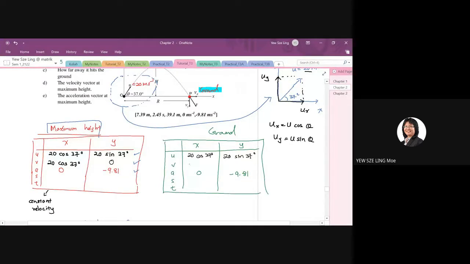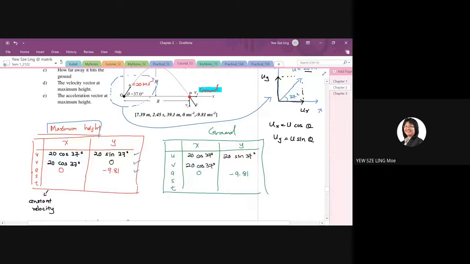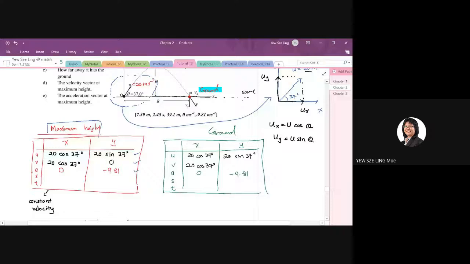For Vx, the X component is moving with constant velocity, therefore it equals 20 cos 37 degrees. How about Vy? We don't have any information about Vy right now. But what we do have is, when the object goes back to the ground, if you look at the diagram, O and P lie on the same height, the same level. Same level means your Sy is equal to 0.